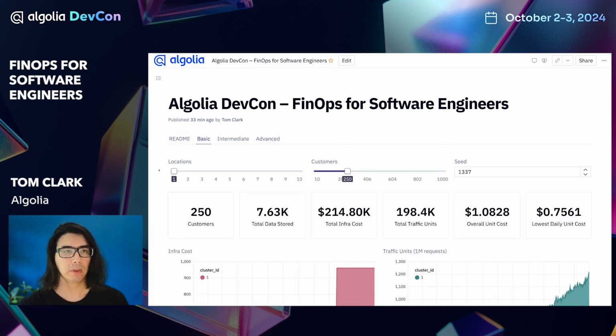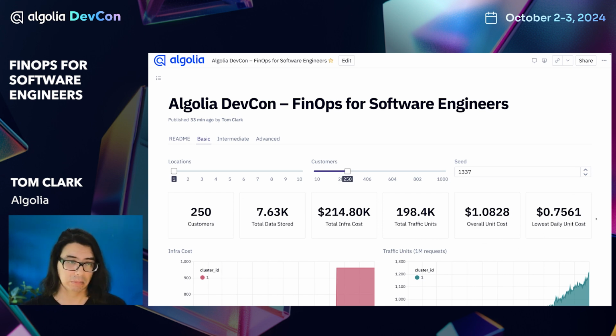Here we see there are some parameters used to generate the data. It seems that over the course of 1 year, 250 customers joined. They asked us to store a certain amount of data, and that cost $200,000 in infrastructure cloud costs. We serve just about the same in terms of traffic units, and infra cost divided by traffic units equals overall unit cost. On any particular day, the best thing we've ever seen is 75 cents.